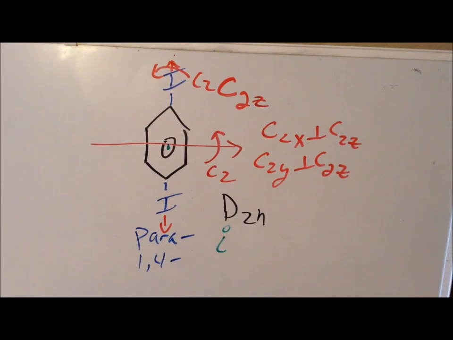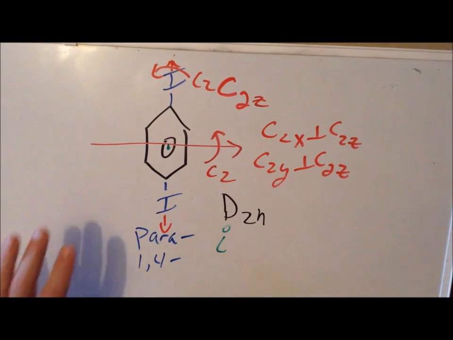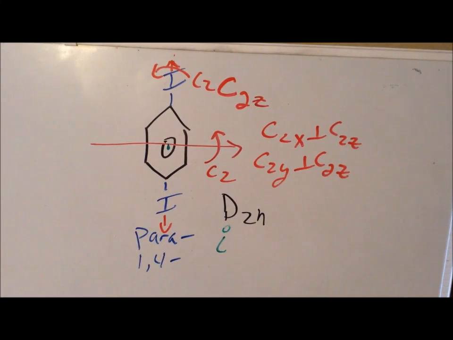And we have a facile, a very easy way to distinguish the ortho and meta diiodobenzene from the para diiodobenzene, because the ortho and meta do not have a center of inversion, whereas the para isomer does. So I can easily distinguish those by using vibrational spectroscopy.